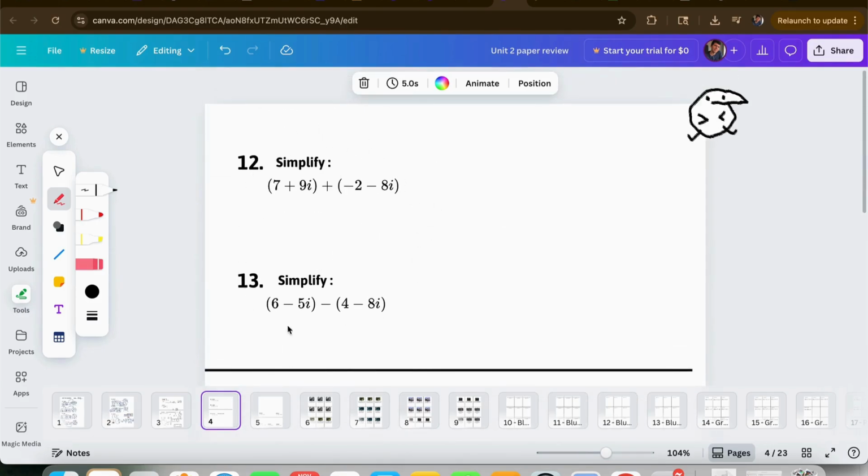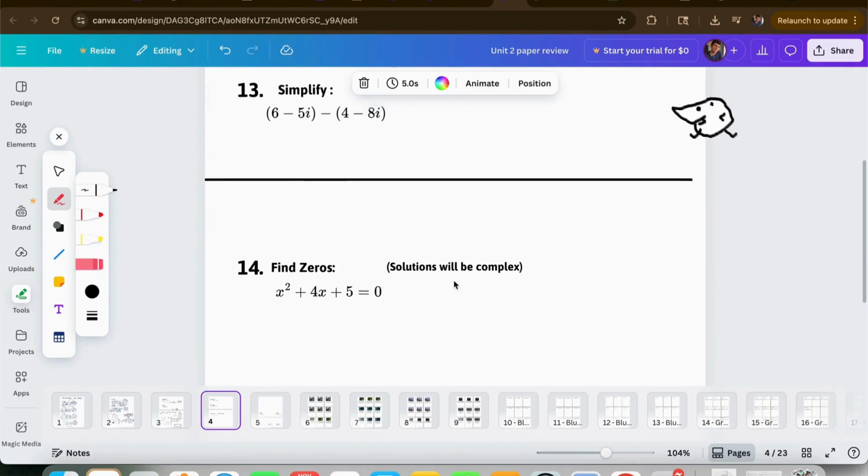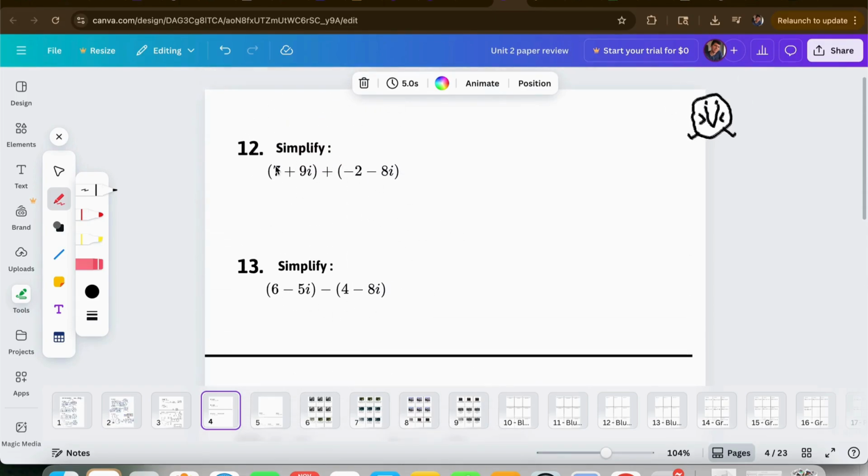We've got to combine like terms, or simplify two complex numbers, and then another one where we find the zeros, but we're going to have complex solutions. The solutions will be of this form of a complex number. Let's do the complex numbers one first. They're actually pretty easy, as long as you understand that you just combine like terms. So numbers with numbers, and then I terms with I terms.